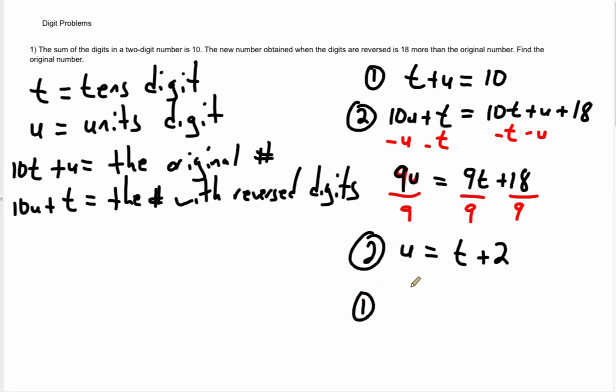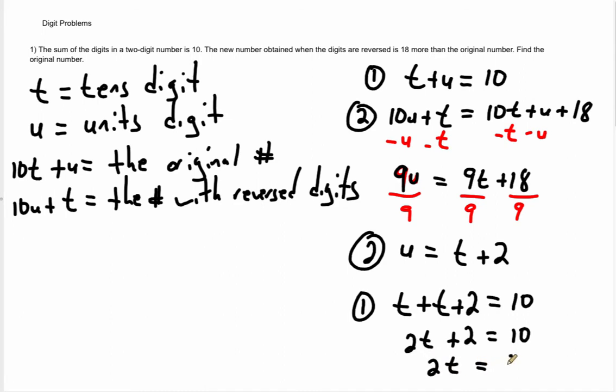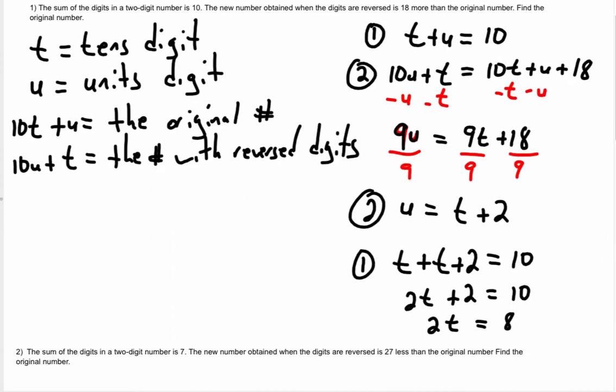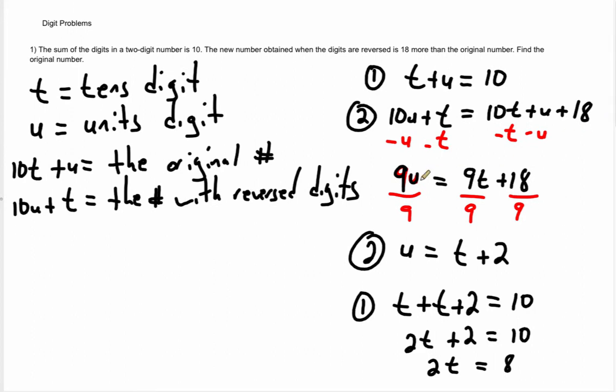So in equation 1, I'm going to say t plus, but instead of writing u, I'm going to write t plus 2 equals 10. So now I know that 2t plus 2 equals 10. And 2t, if I subtract 2 from both sides, would be 8. And therefore t equals 4 if I divide both sides by 2. And then by plugging back into this original equation 1, if t is 4, u has to be 6.